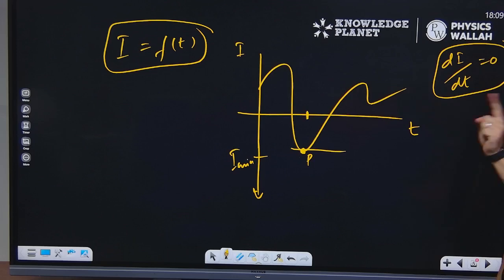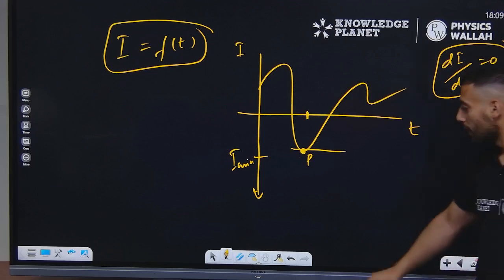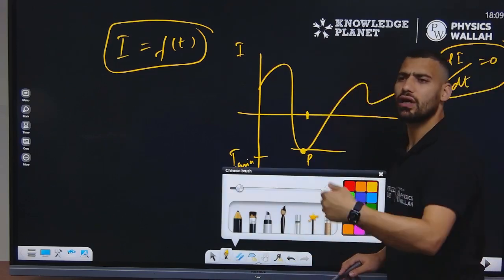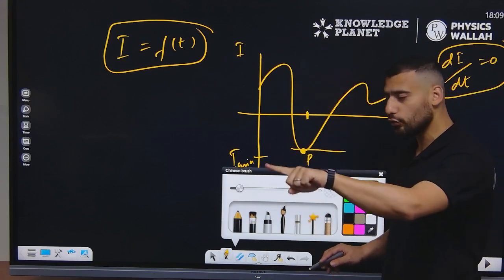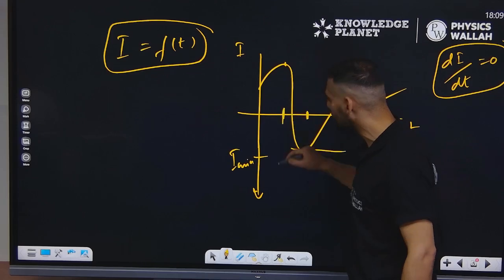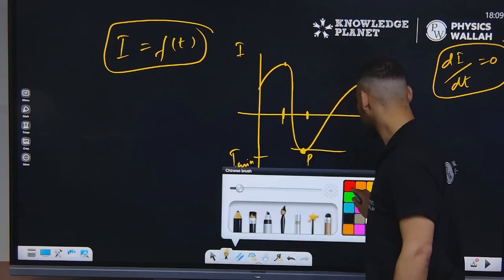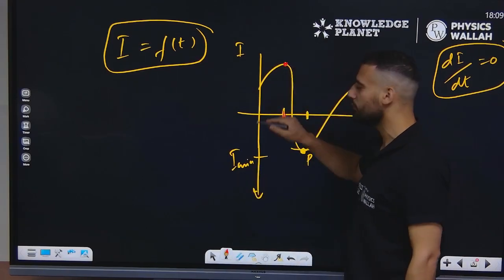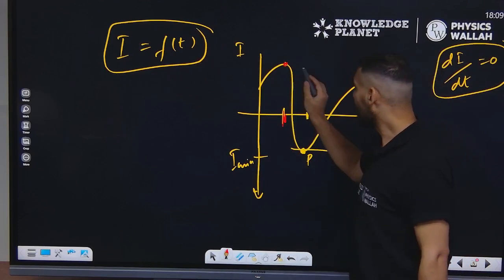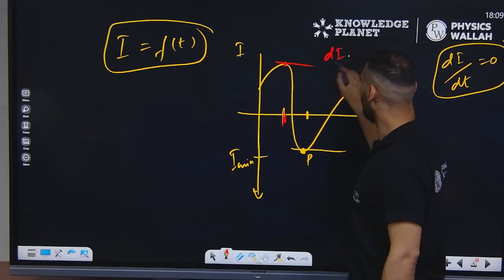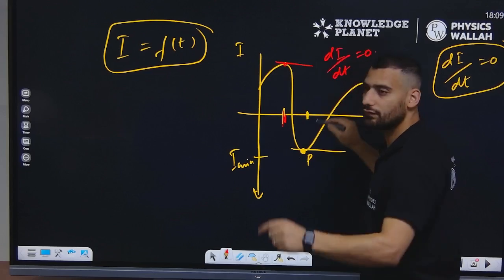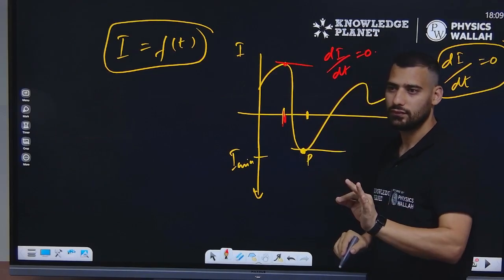See, what is the difference? That is important. If he asked you, for what value of time is the current maximum? Again do the same. Current is maximum for some value. Again, di over dt would be zero, and that will give you the value of time for which the current is maximum.